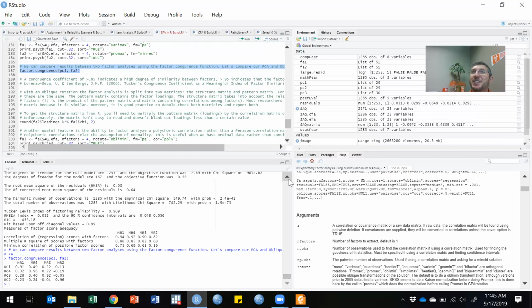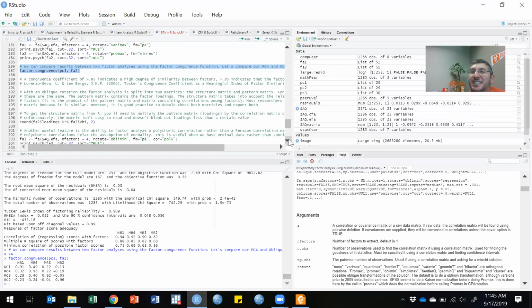Typically, some programs output both what they call a pattern matrix and a structure matrix. R here only produces the pattern matrix, which can be thought of as the standardized regression coefficient between that item and the factor as the outcome. The structure matrix is basically the pattern matrix loadings times the correlations among the factors.